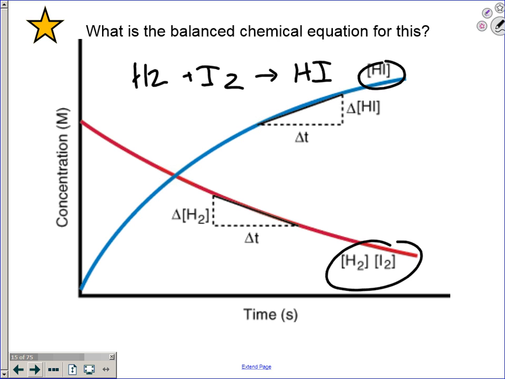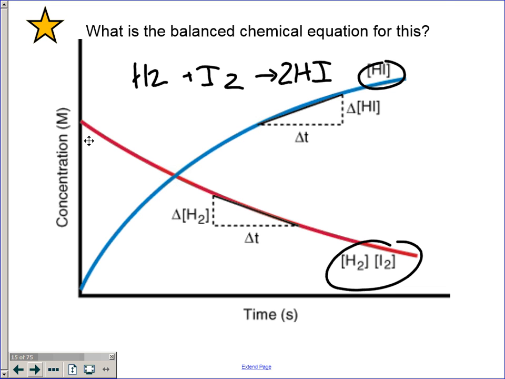Okay, is this balanced? No. What do I need? A 2 in front of HI. Okay. Can you see how that graph looks a little wonky? Is it exactly identical? No. Which one is the steeper slope? So blue or red? Blue, which is the product.